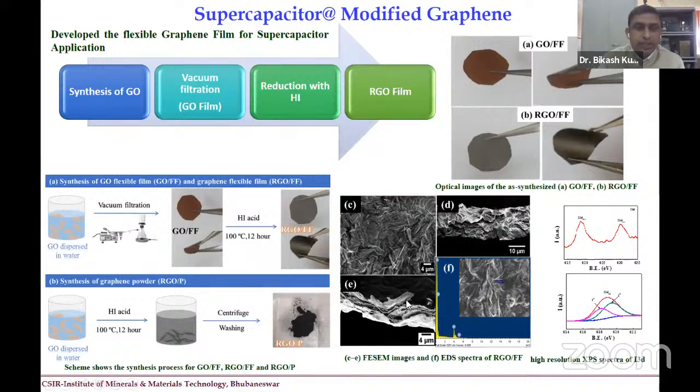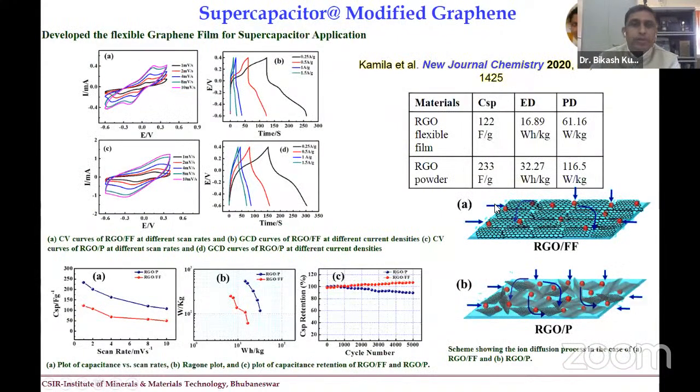After this successful synthesis, we did a lot of characterizations and were able to understand how thick the film is. Then we compared the supercapacitance property of the graphene films and the graphene powders from this approach. For the film we got around 122 farad per gram, but with the powder we got 233. It was 196 in our previous report; here we increased it to 233 farad per gram. We compared it with the film, and we provided the mechanism for the powder.